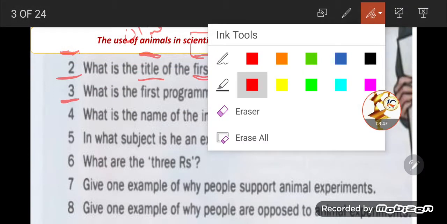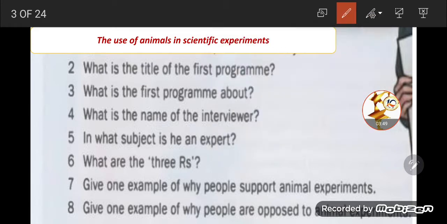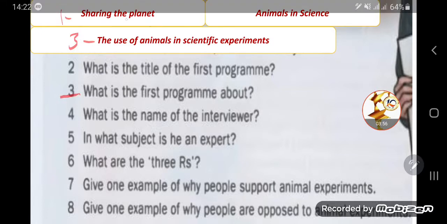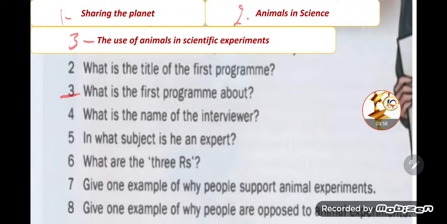Let me erase this. So for number 3, this is number 3, this is number 1, and this is number 2. Okay, so the use of animals in scientific experiments. Now move to branch 4.